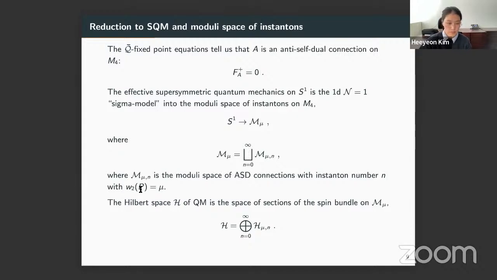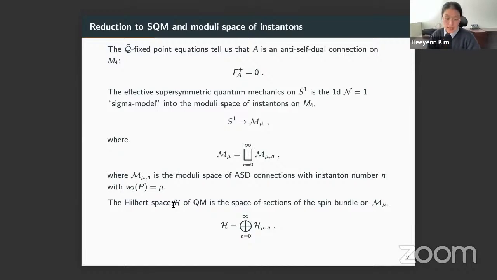on M4. Does N=1 here mean there's one supersymmetry or two? One supersymmetry. Okay. And do we know if that moduli space is spin? We don't know. We don't know whether this moduli space is spin or not.